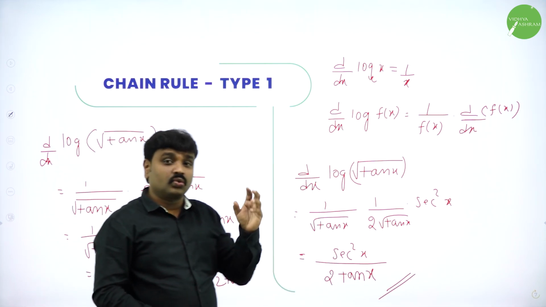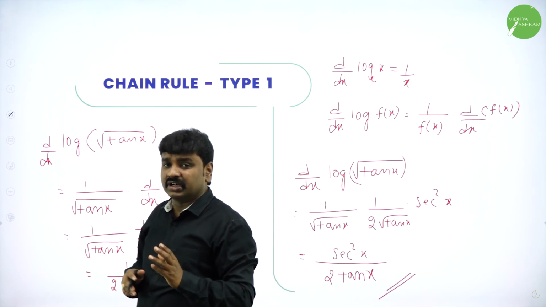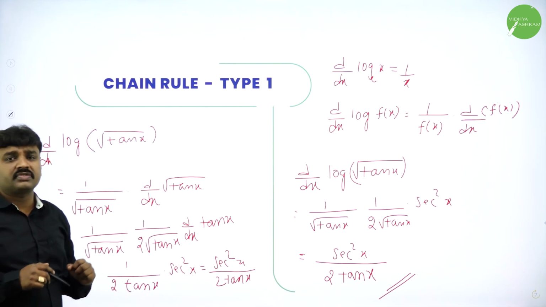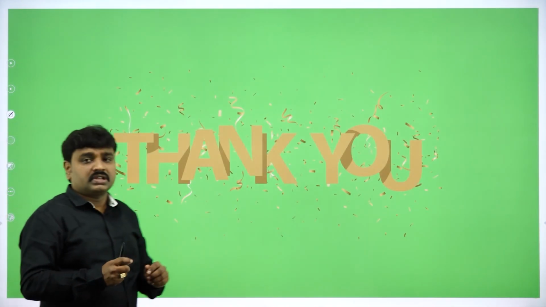I hope all of you understood what chain rule is. When to apply chain rule? When you have a composite function. What is a composite function? Function of function. When you have one function inside another function, we call it a composite function. To differentiate a composite function, use what rule? Chain rule. Okay. So I'll see you in my next session.